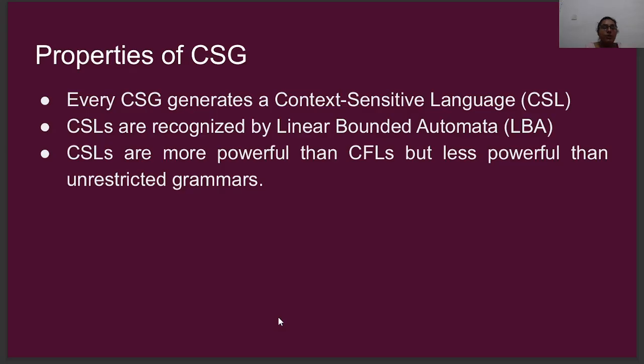Okay, so we are going to continue. Properties of context-sensitive grammar. Every context-sensitive grammar generates a context-sensitive language. So the strings that are generated using context-sensitive grammar are that of a context-sensitive language. And context-sensitive languages are recognized using linear bound automata. So for every CSG, there will be an equivalent LBA. Okay, context-sensitive languages are more powerful than context-free languages, but they are less powerful than unrestricted grammars. That is the next level. We will look at unrestricted grammars later on.